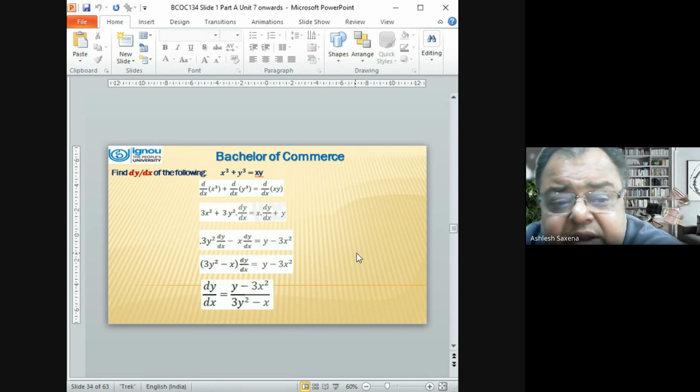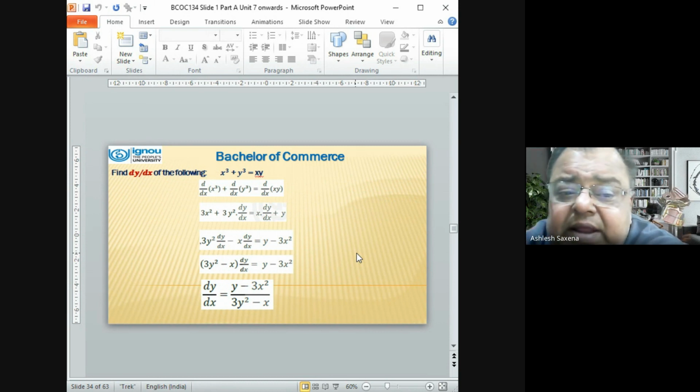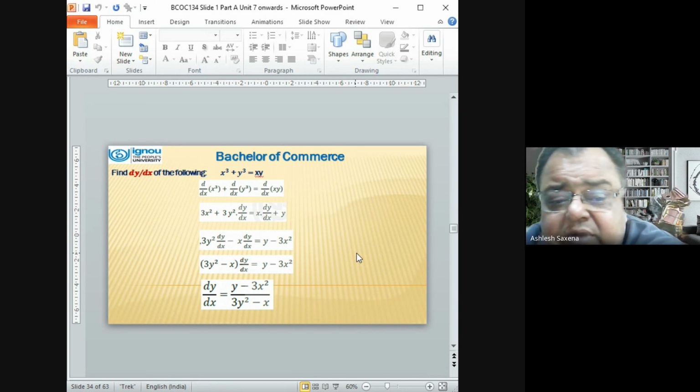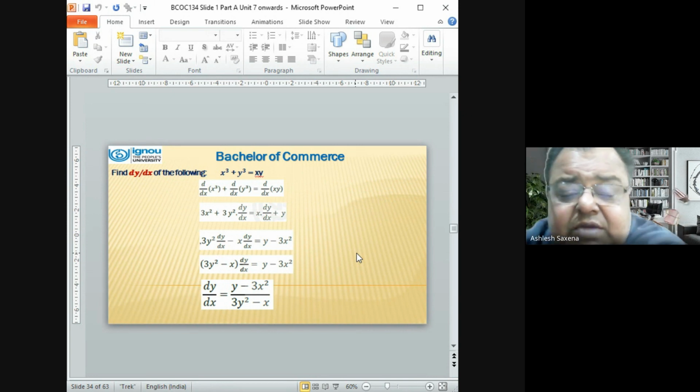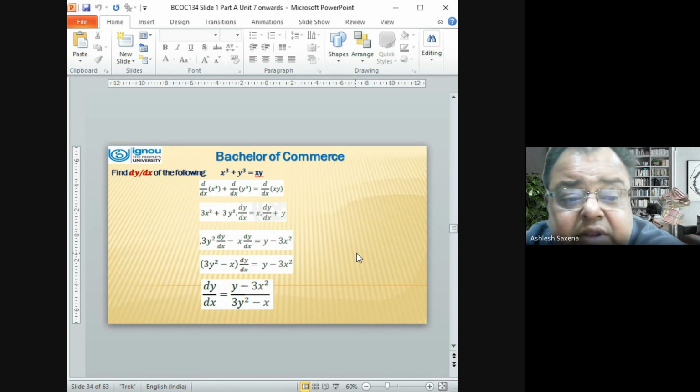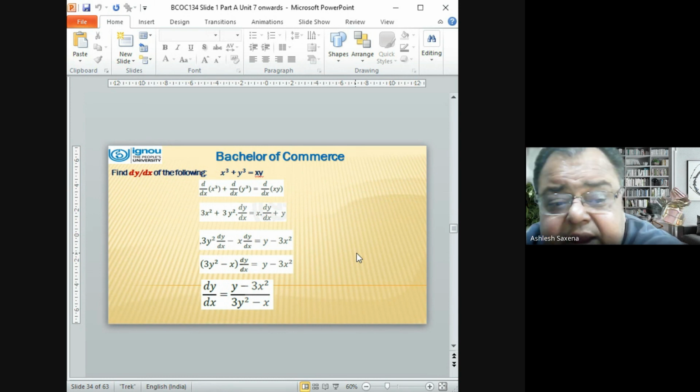3y square dy by dx minus, bring all the dy by dx on one side. So it will be minus x dy by dx is equal to y. Bring this 3x square to the right hand side, so the sign will change: y is equal to minus 3x square. Now take dy by dx common. You will be left with 3y square minus x. On the right hand side, you will be getting y minus 3x square.